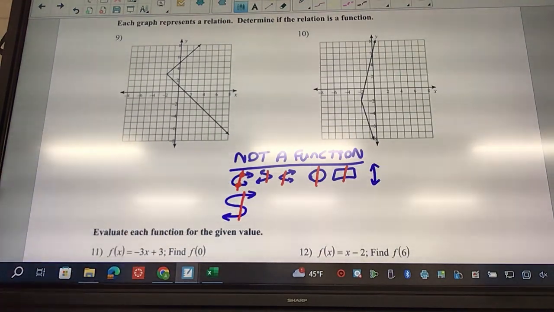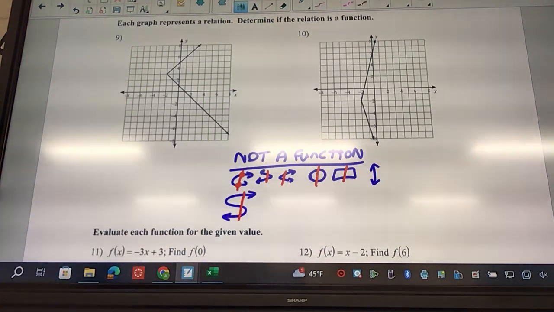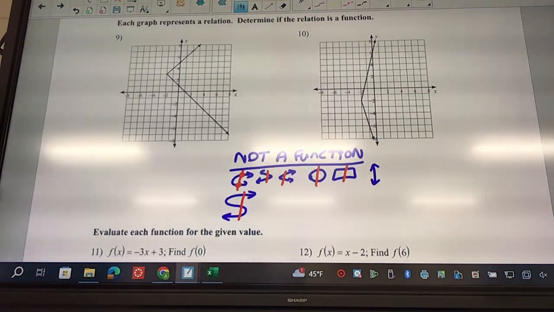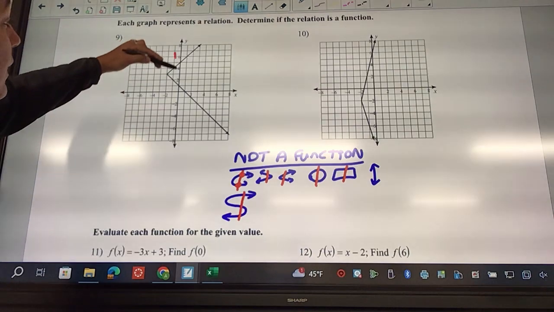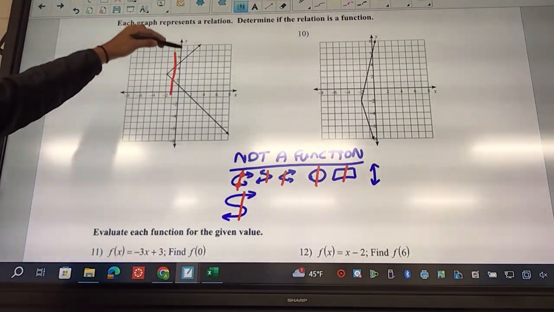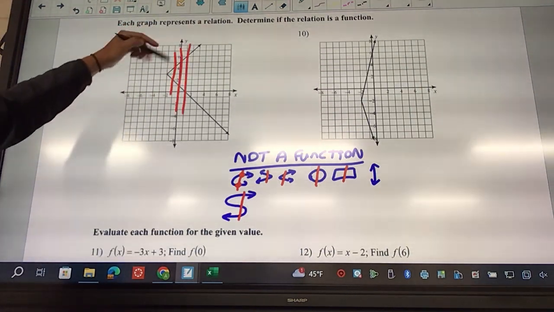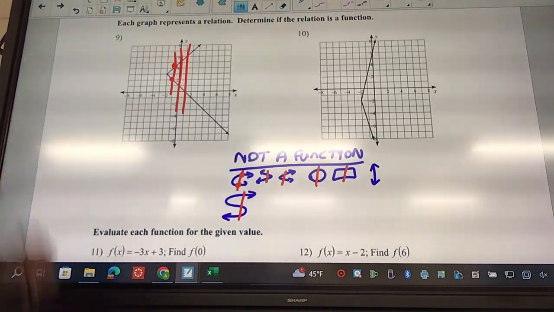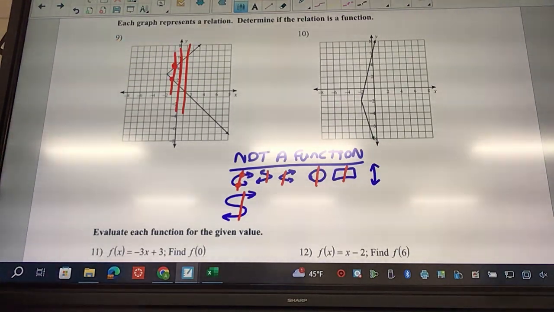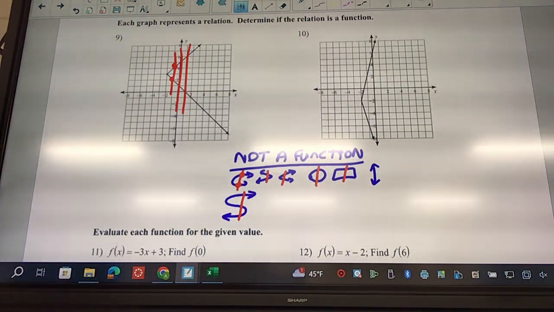So if we look at number 9, is that a function? No, it's not. I could draw a vertical line through here, right here, or right here, and it's going to touch this spot and this spot at the same time. So that one's going to be not a function, so it's going to be a no.